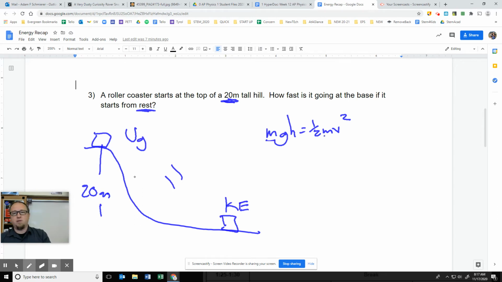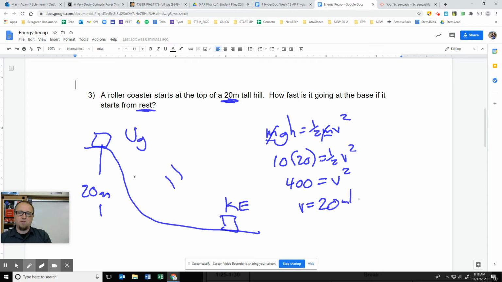See how the mass is on both sides? You can cancel it out. So I'm left with g times h equals 1/2 v squared. So we get v squared equals 400. So we get a velocity at the bottom of 20 meters per second. That just happens to be the same as the height. Square root of 400 is 20, so it's 20 meters per second.